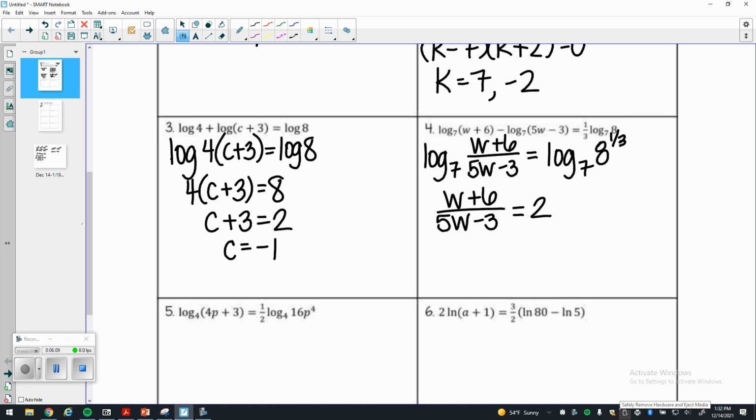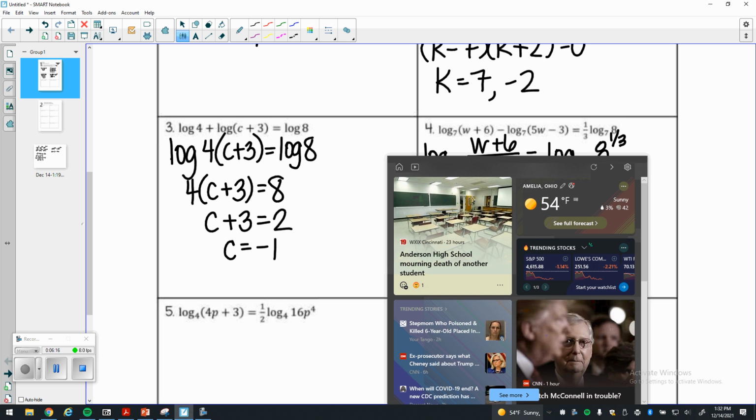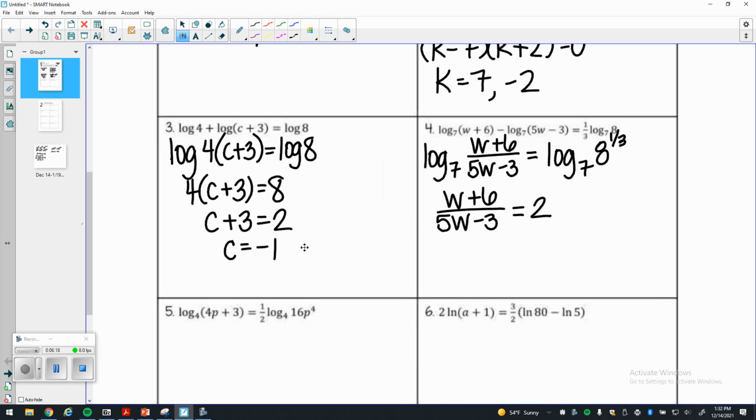How do I solve this though? I'm going to kick this out and multiply it over there, right? So I'm going to have w plus 6 equals 10w minus 6. Follow me, yes or no? Okay. Then it's 9w equals 12. So w equals 4/3, and I promise that works.